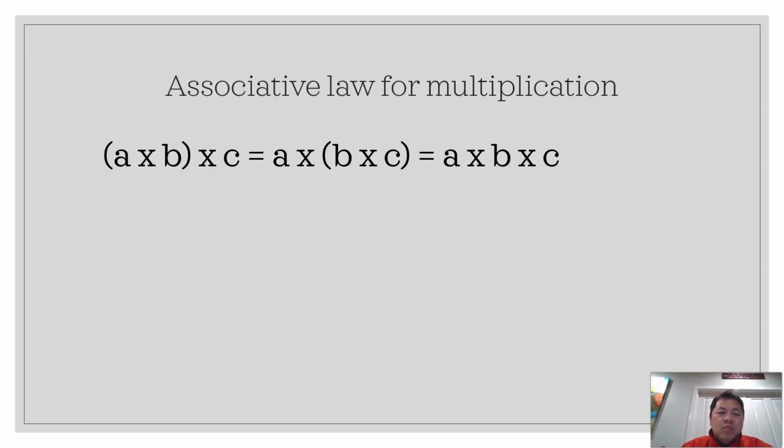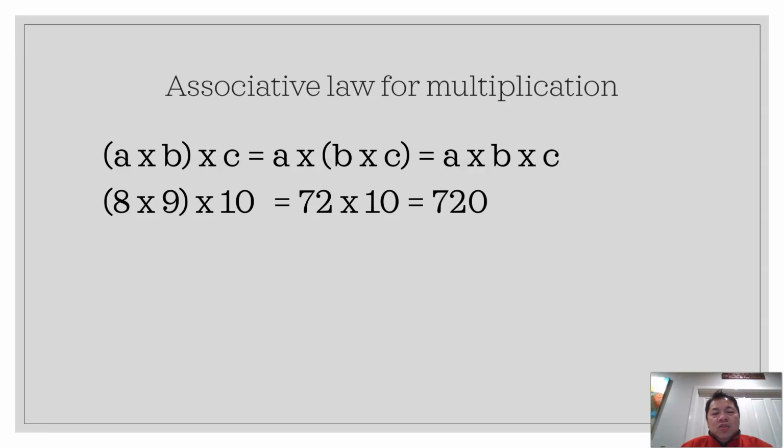So a times b, bracket, times c is actually the same as a times bracket b times c, close bracket, which is the same as a times b times c. So let's substitute numbers into the equation to check whether it works. 8 times 9 times 10 is the same as 72 times 10, which is 720 as the answer.